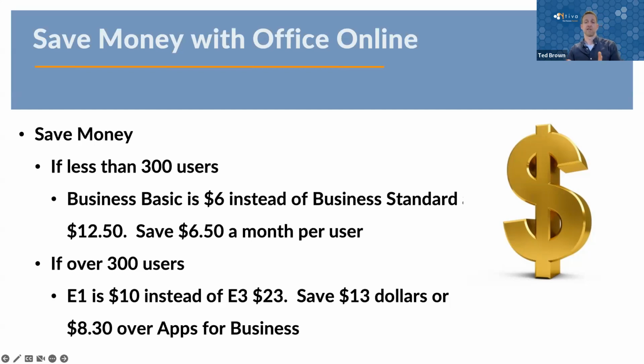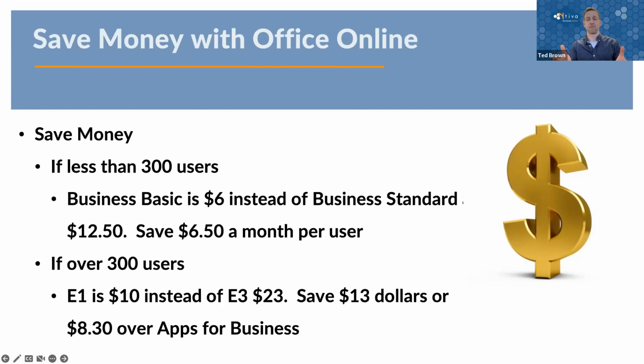Now, if you're looking at having installed applications, you'll be looking at going to Business Standard, which is $12.50. So that's a $6.50 per user per month savings you can have as an organization. Now, as I highlighted before, this doesn't have to be the organization as a whole. Maybe there are people in your departments, or a subset of your departments, that can take advantage of online applications, and you can just sign them up for Business Basic versus some people that need to have the installed applications. So it can just be a mix and match for you.